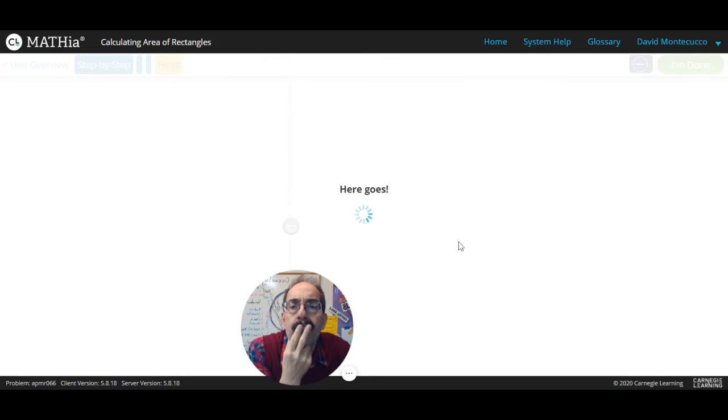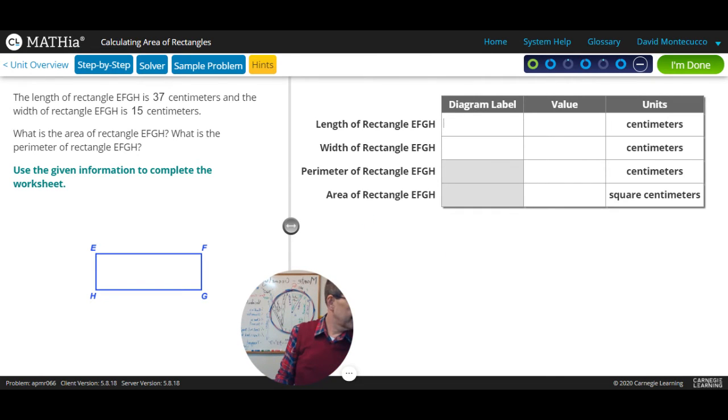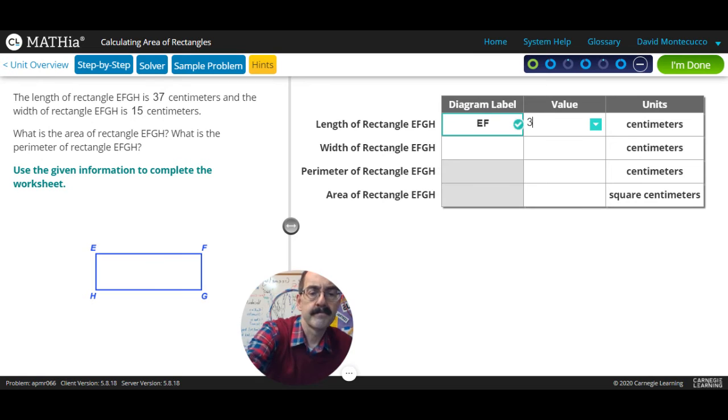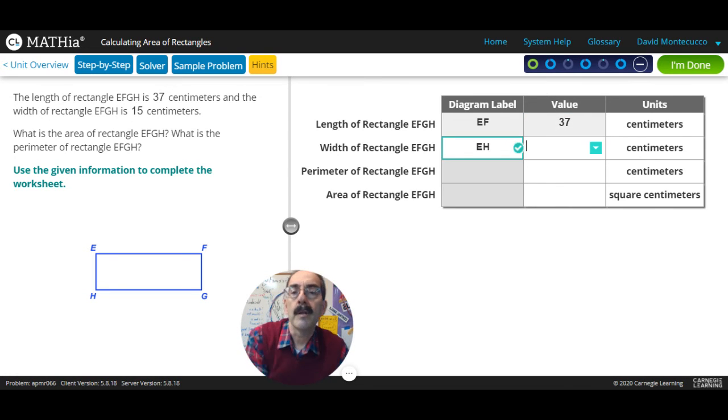Okay. So hopefully that's helpful with area. Okay. We're just reading the data. Cool. All right. Okay, length times width, 37 by 15. So the length, what we got? E, F, enter, 37. And the width, EH. And that's going to be what? 15.